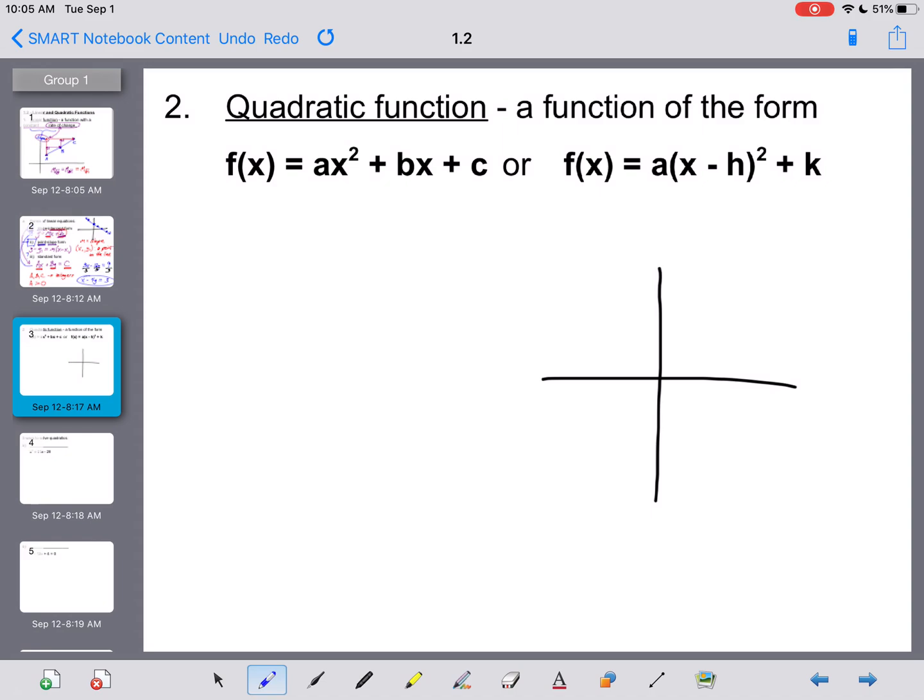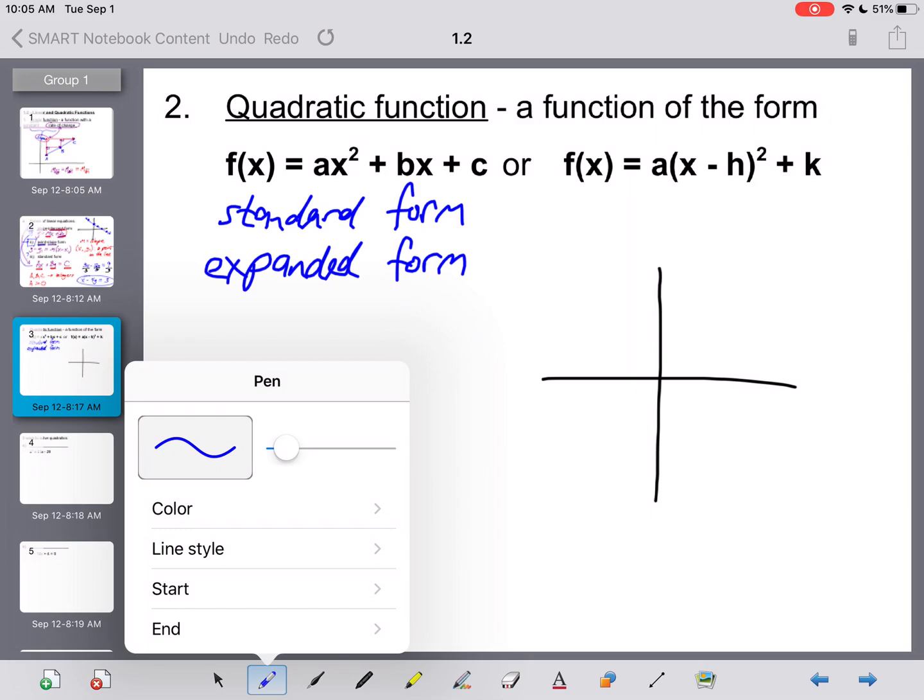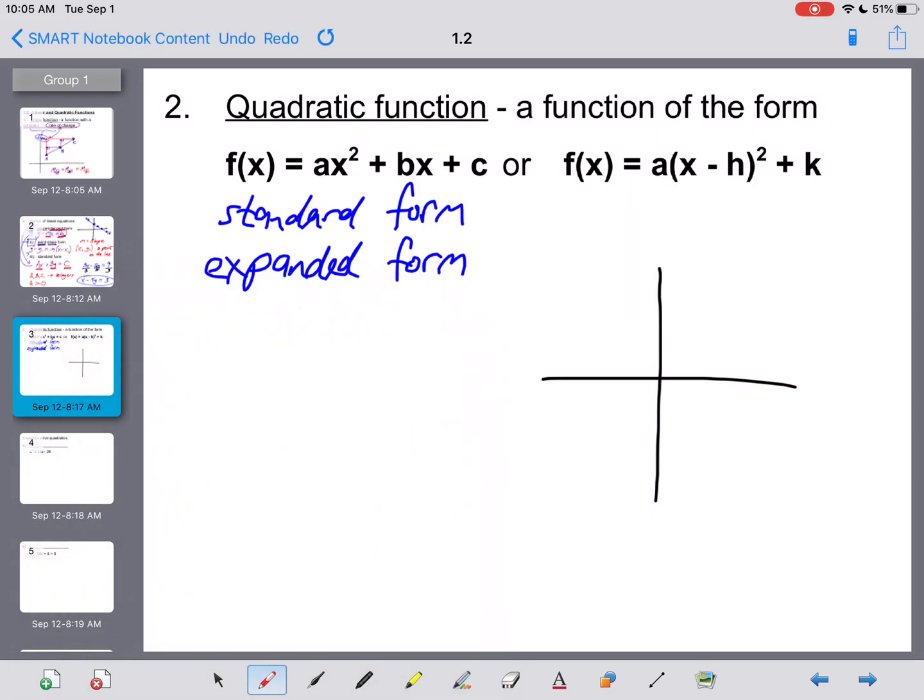A quadratic function is a function that can be written in either of these two forms here. The first one, f of x equals ax squared plus bx plus c, is what some authors are going to call standard form of a quadratic function. Some of them are going to call it expanded form. Now, by itself, I'm not sure if the phrase expanded form means anything to you until you look at it in contrast to what's over here on the right. And the second form over here on the right, f of x equals a times the quantity x minus h squared plus k, you guys learned, I believe back in Algebra 2, as something called vertex form.